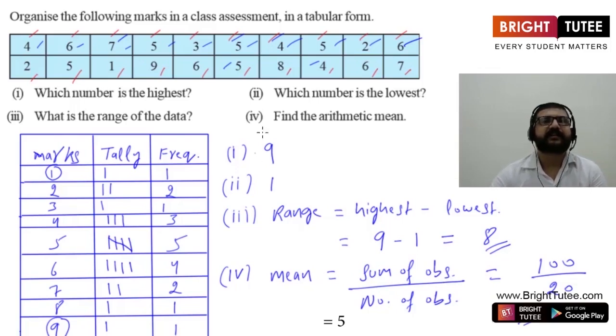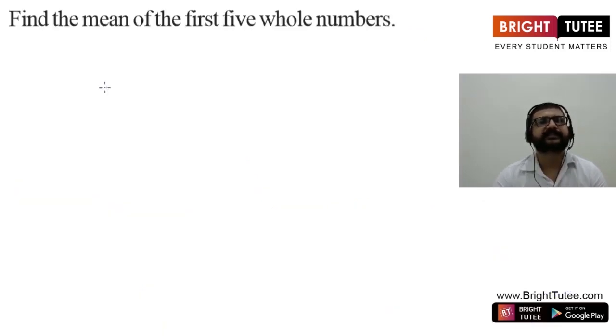So in this question, one unorganized data set was given to us. First of all, we organized this data in tabular form, and then we solved a few questions based on this data. That is, what is the highest value, what is the lowest value, what is the range of the data, and the arithmetic mean of the data. Now let's move to the next question. The next question is, find the mean of the first 5 whole numbers.